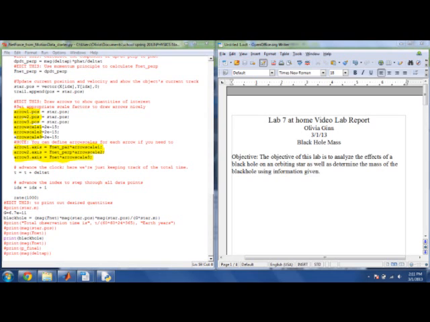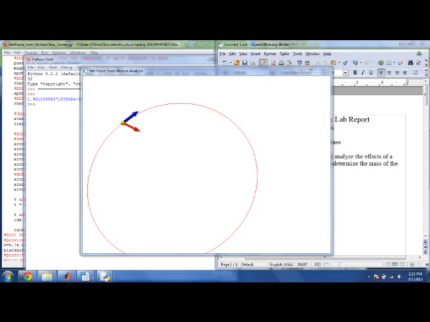When I run this code, you can see a red and a blue arrow. The red represents F net, and you cannot see F net parallel because it is the same magnitude and direction as F net. F net perpendicular is blue and perpendicular to the other two.